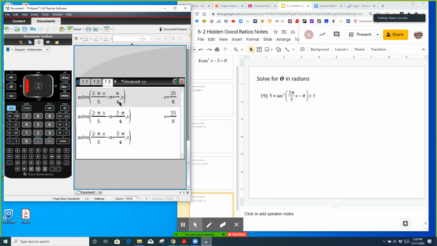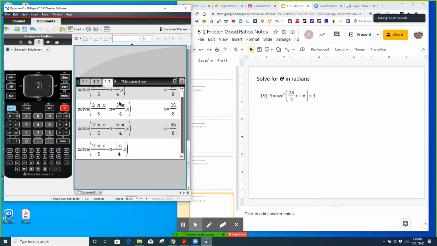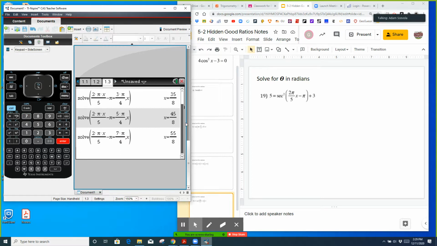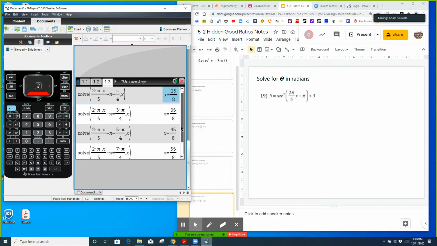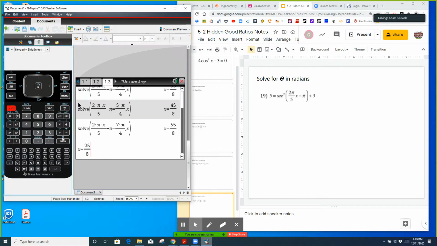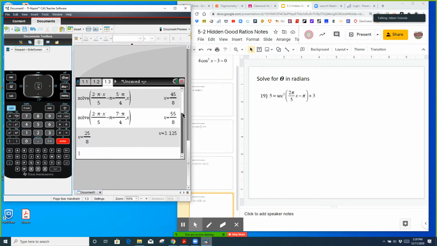Then do the same thing with 5 pi over 4, which is 225, and you get 45 over 8. Then do it one more time for 7 pi over 4, and you get 55 over 8. So as decimals, just so we can keep it in mind when we graph it, this first one would be 3.125.